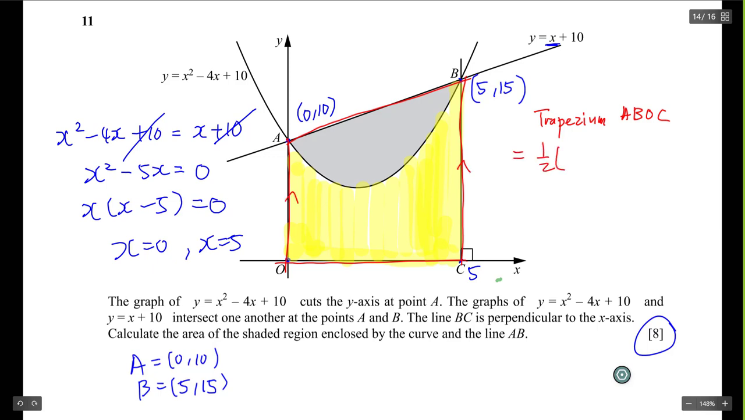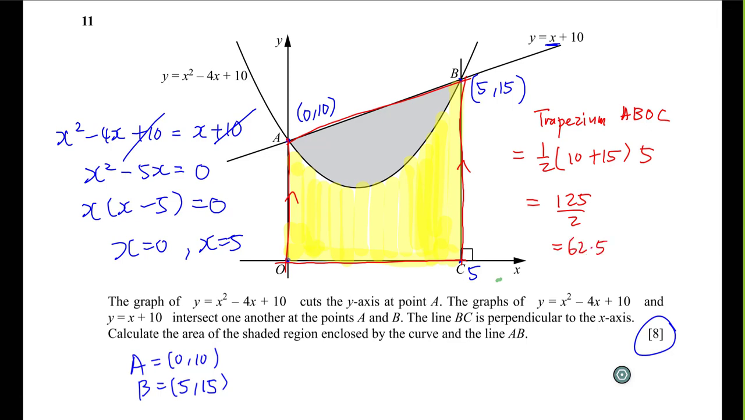So it's half times (a plus b). This is a and b, right? So it's 10 plus 15, multiplied by the height. Height will be 5. So this one is 25 times 5 is 125, over 2. 125 divided by 2 is 62.5. Okay, so we get the area of the trapezium already, 62.5.